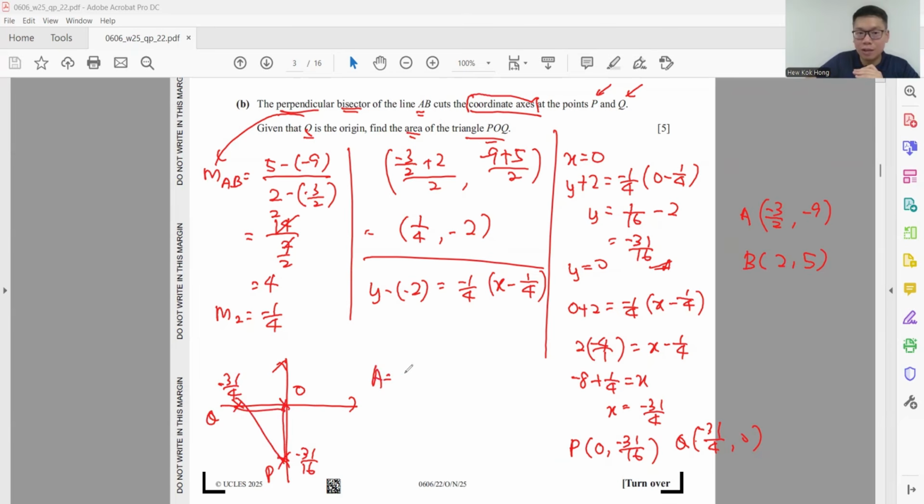So we can directly use area equals half base times height. We do not need to include the negative symbol, because the negative symbol is just showing it goes up, down, left, right. Area is not a vector, so don't care about that. Then you multiply it, you get this. Done. You get the area, and this is 5 marks.